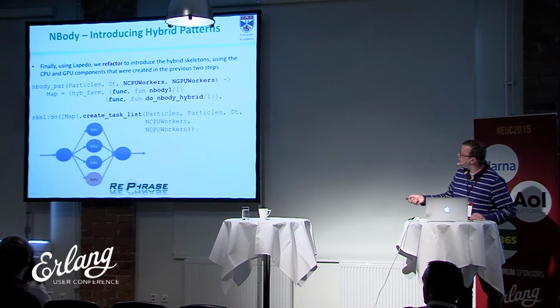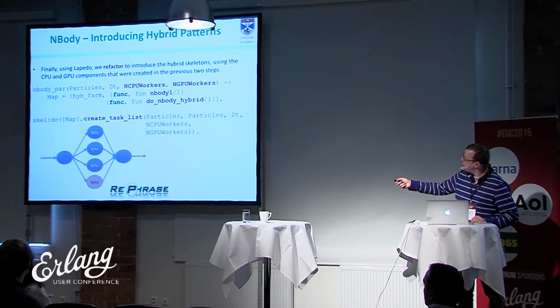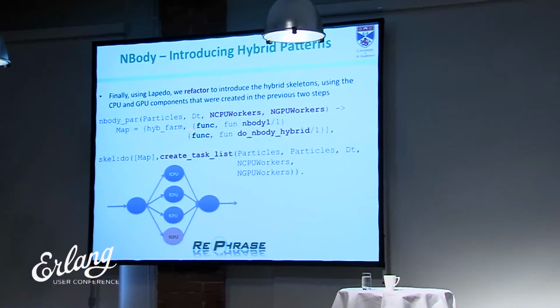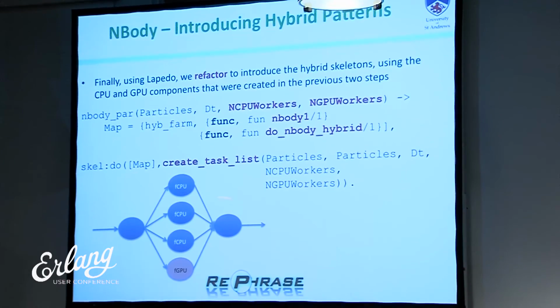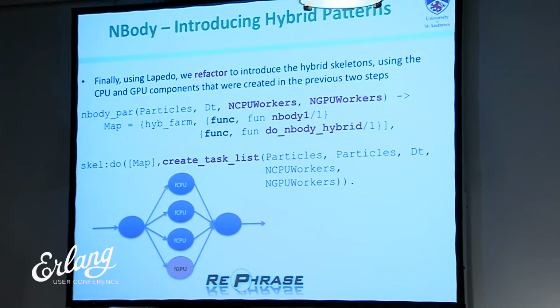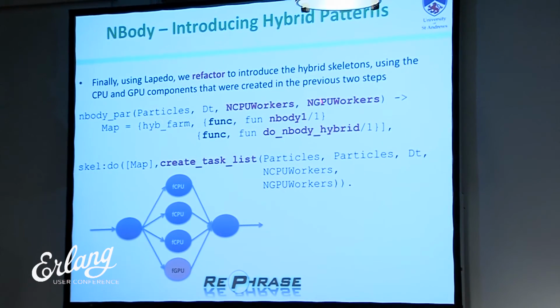Then once he's got that, he simply refactors his code. He takes that function nBodyPar, and he introduces a hybrid farm. And then the refactoring tool introduces this code you see here. It's got things like number of CPU workers, number of GPU workers.